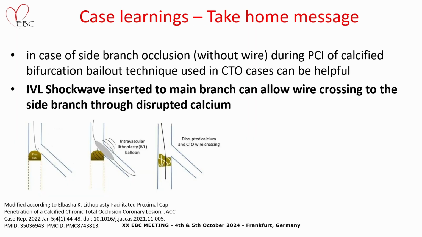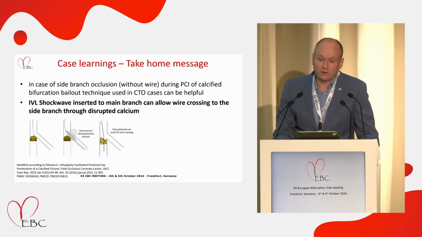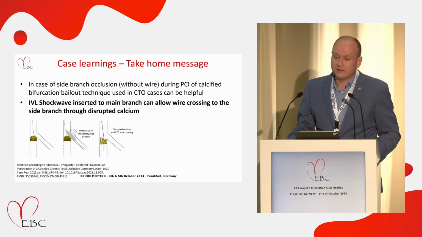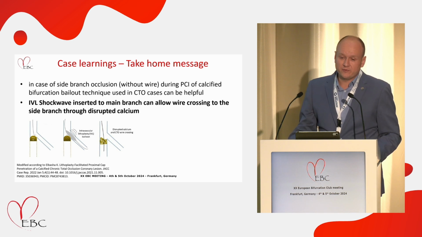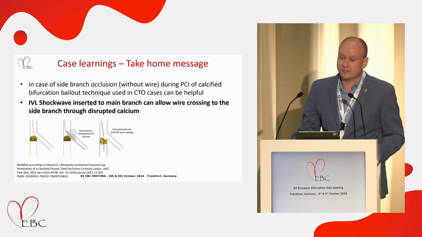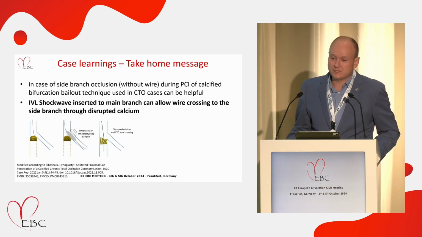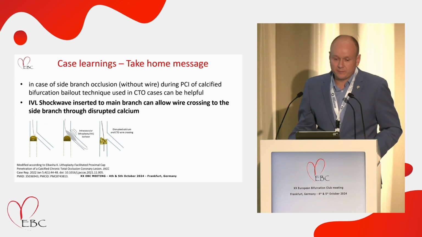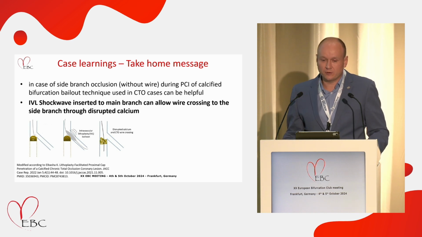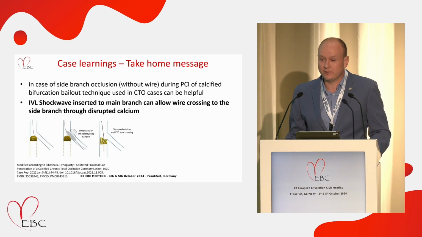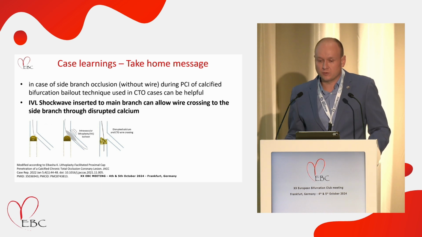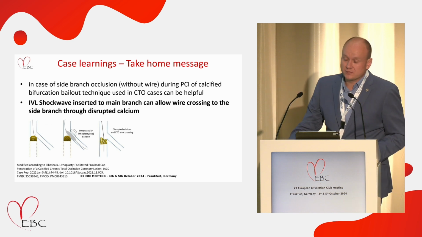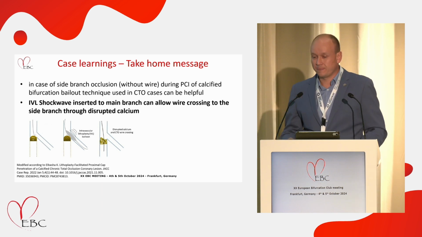So, what's the message of my presentation? In case the side branch is occluded and you have no wire in it, or you have a wire but you aren't able to get there during PCI of a calcified bifurcation, you can try to use this bailout technique, which is well known from CTO cases described by El Basha 2 years ago. You can use Shockwave inserted to the main branch, and it can allow you to cross the wire to the side branch thanks to disrupted calcium. Thank you. Thank you very much.